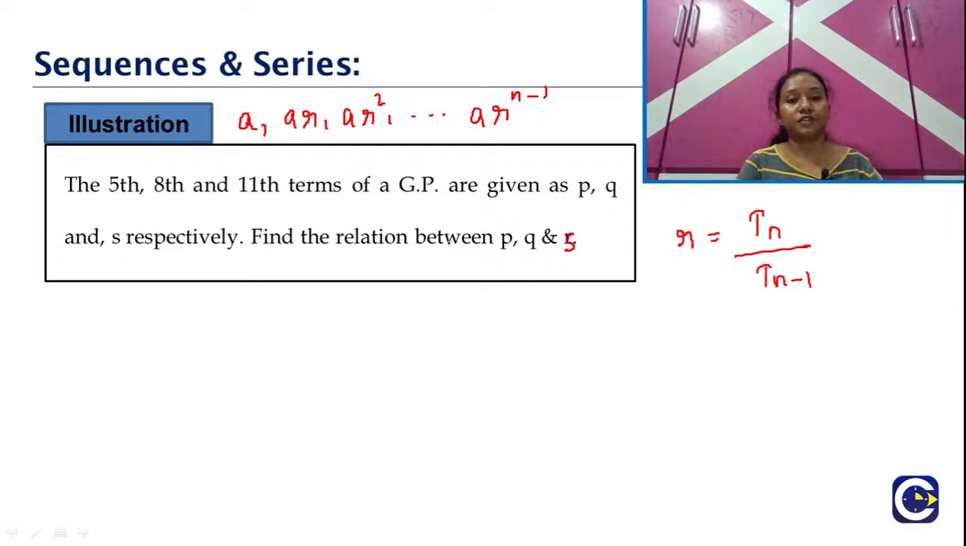So try to figure out the fifth term and all, because we know the general term here, that is Tn in a geometric progression, will be equal to a into r power n minus 1. From there you can figure out the fifth term, eighth term and 11th term, and equate that to our P, Q, S which are given here.